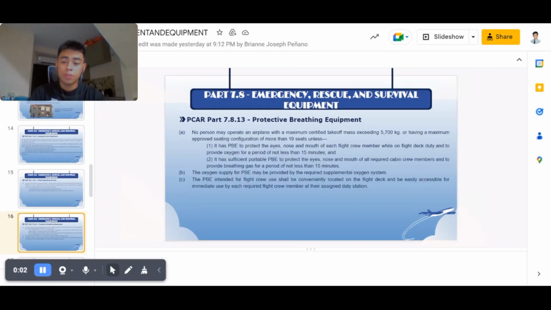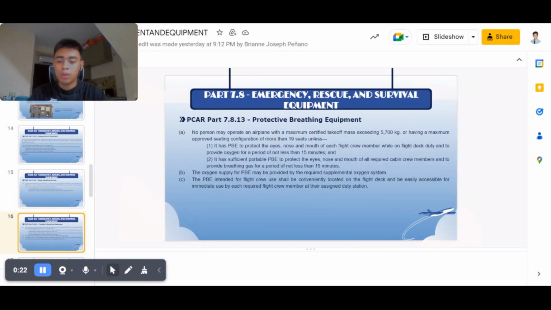The CAR part 7.8.13 talks about protective breathing equipment or also known as PBEs. Ngayon ano nga ba yung PBEs? Alam niyo yung sa mga movies, pag nagkakaroon ng turbulence yung aeroplano or parang kinukulangan na sa oxygen yung aeroplano, ay may lumalabas sa mga breather dun sa ulo ng mga tao. Ayun yun, ayun yung mga protective breathing equipments.